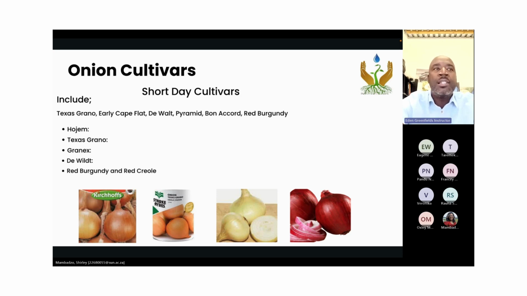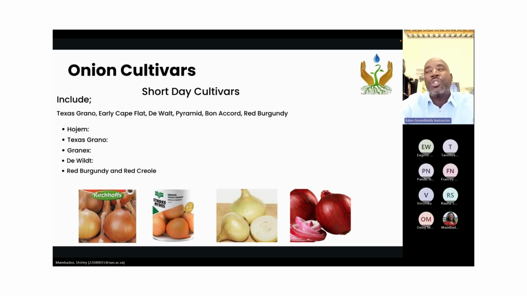with our climate conditions for Namibia. So on this list, you are going to see that we have got different types of cultivars: Texas Grano, we've got Early Cape Flat, Devout, Pyramid, Bon Accord, Red Burgundy. These types of onion are onions that the agronomists, the horticulturists, have already tested. And these have been seen to be the best for growing here in Namibia. So these are also referred to as short day cultivars.